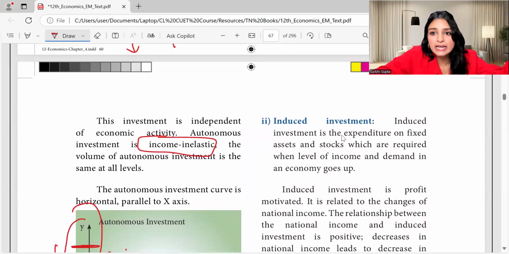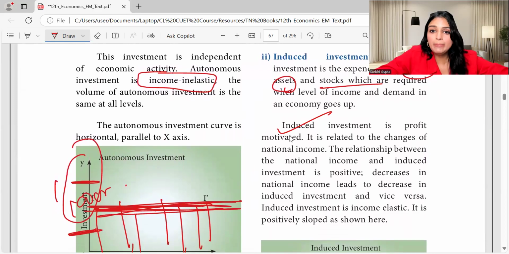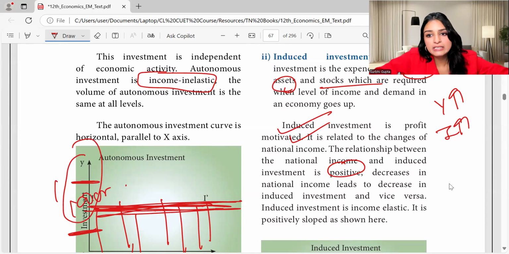Induced investment is the expenditure on fixed assets and stocks which are required when the level of income and demand in the economy goes up. ठीक है. Induced investment is profit motivated. ये प्रॉफिट पे डिपेंड करती है. इट इज रिलेटेड टू द चेंजेस ऑफ नेशनल इनकम. द रिलेशनशिप बिटवीन नेशनल इनकम एंड इंड्यूस्ड इन्वेस्टमेंट इज पॉजिटिव. नेशनल इनकम बढ़ेगी, इन्वेस्टमेंट बढ़ेगी. Decrease in national income leads to decrease in induced investment.